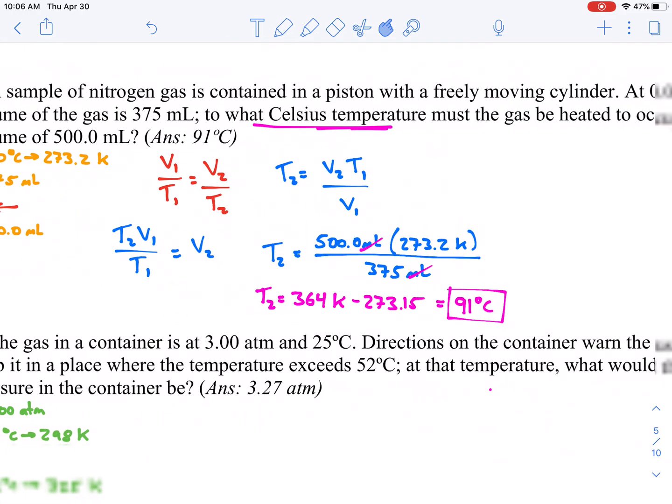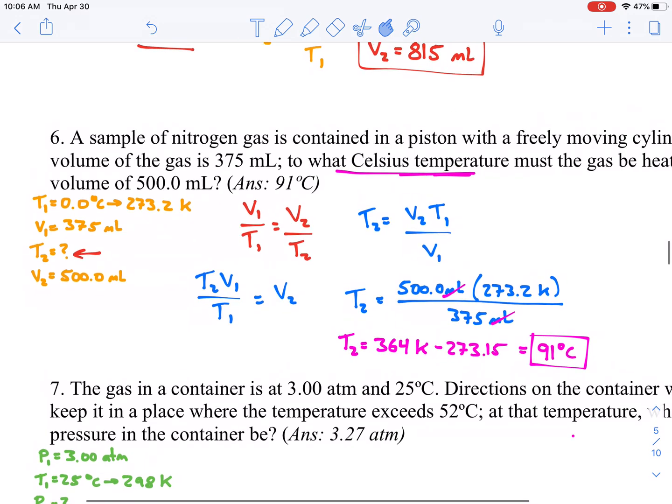And you'll notice we could not just do this problem in Celsius. This one's a good example because you started with 0 degrees Celsius. If you plug a 0 in anywhere here, you would just figure out that the whole thing's 0 all across the board. Nothing changes. So we can't just use Celsius. That's why we have to use Kelvin for gas laws, because we take 0 out of the equation.